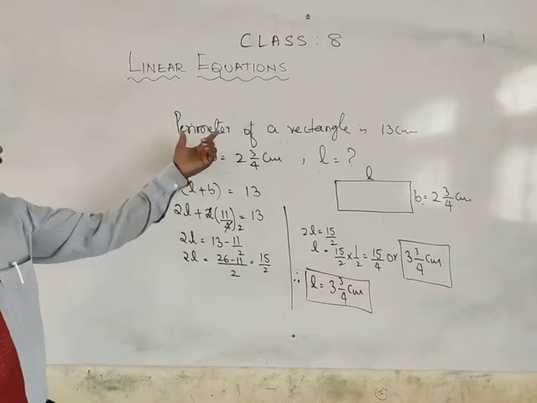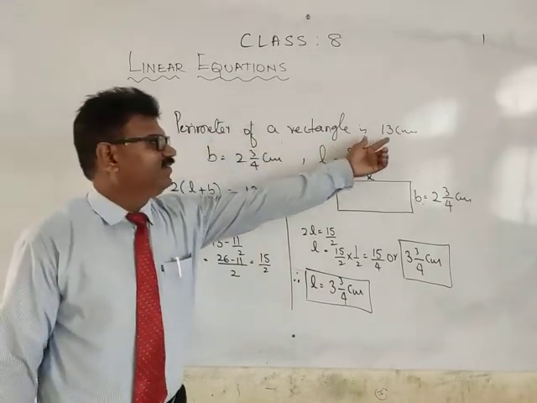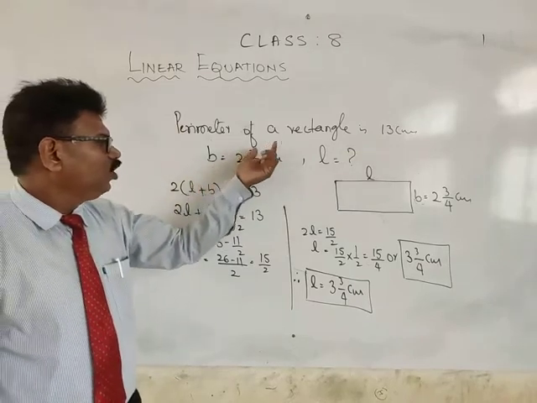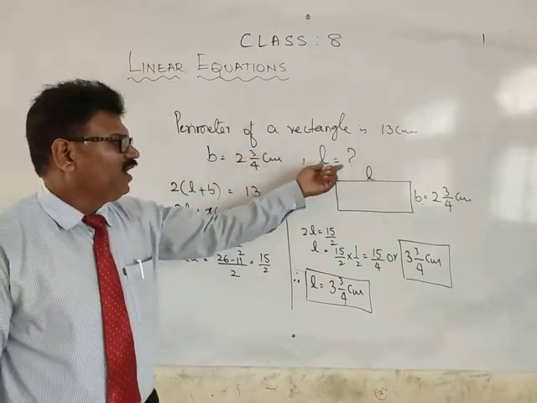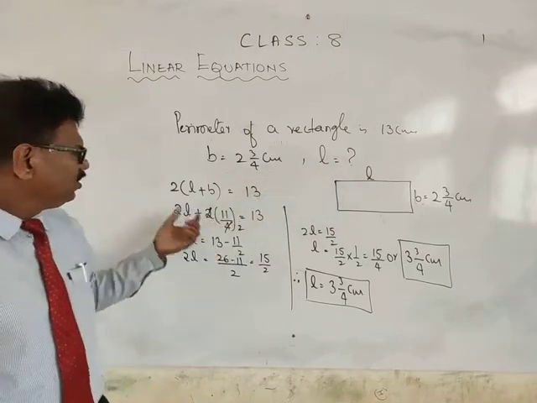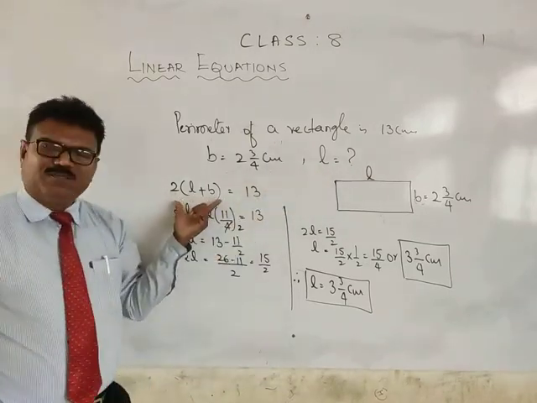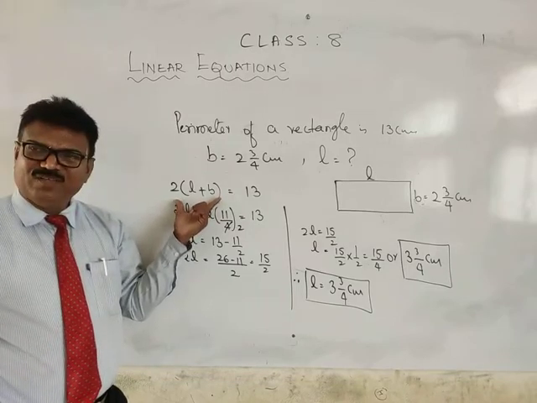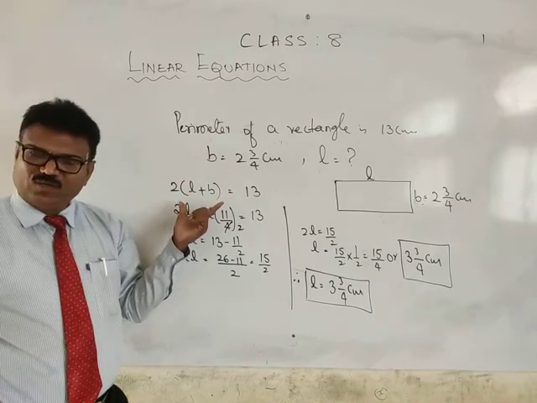Very simple. Perimeter of a rectangle is given as 13 centimeters. Breadth is 2 whole 3 by 4 centimeter. Find the length. So we know that the perimeter of a rectangle is 2 into (L plus B). Did you know how to get 2 into (L plus B)?